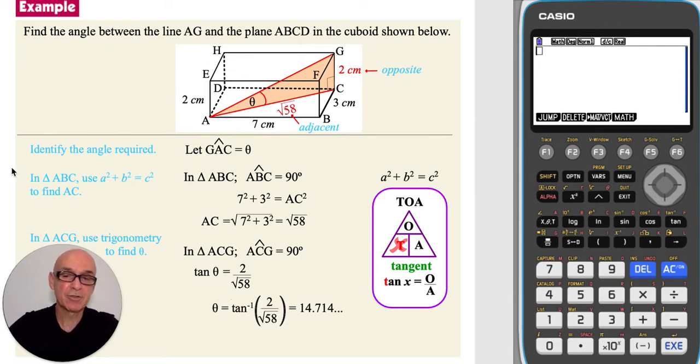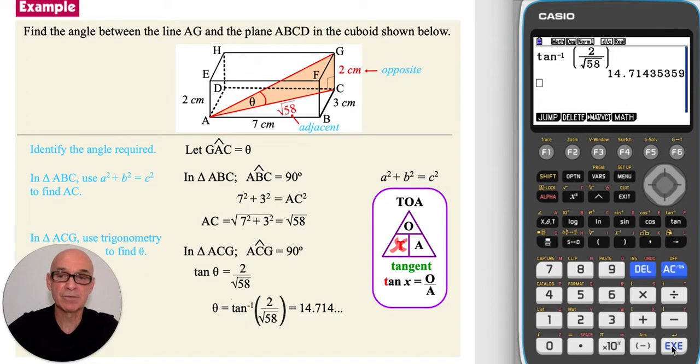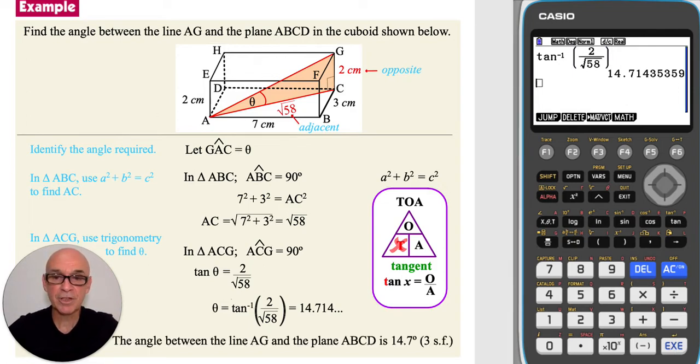Performing inverse tangent on the calculator, so that's pressing Shift tan to access inverse tan, and then putting a bracket and pressing the fraction button and putting 2 in the numerator, scrolling down, pressing the square root symbol, and then 58 in the denominator, and the right cursor to come back up twice, and then closing the brackets and pressing Execute to perform the calculation. So the angle between the line AG and the plane ABCD is 14.7 degrees, correct to three significant figures.